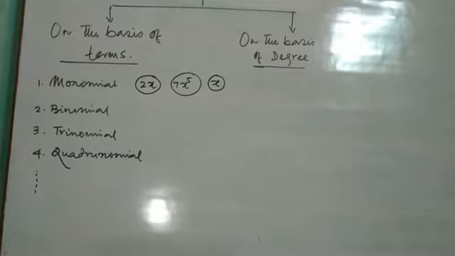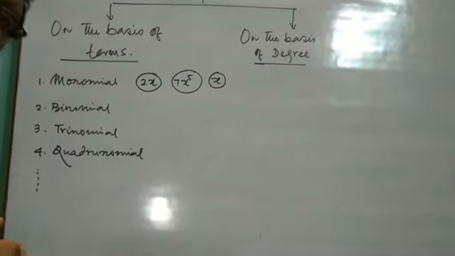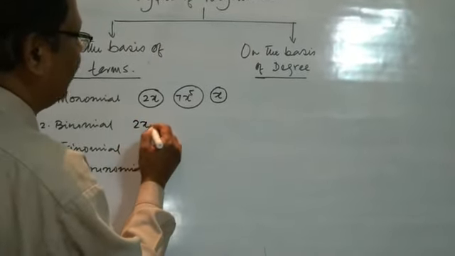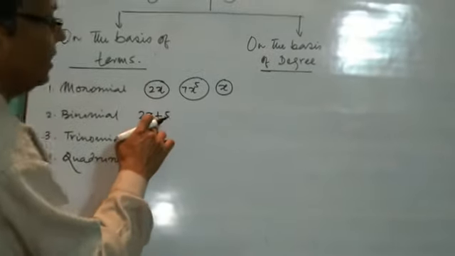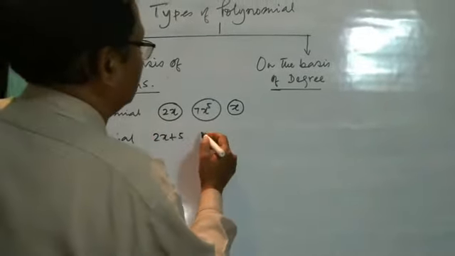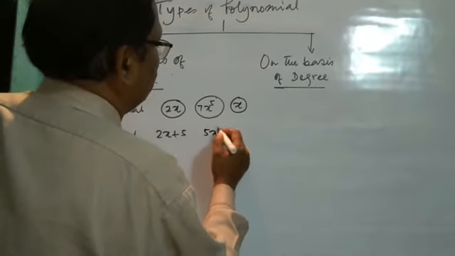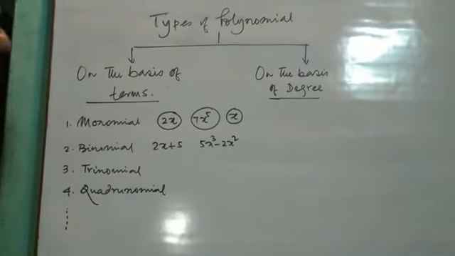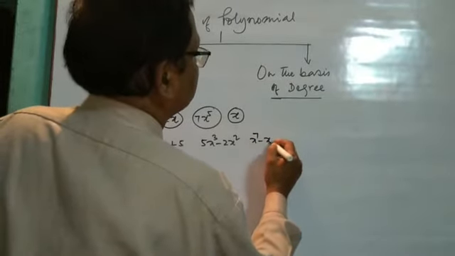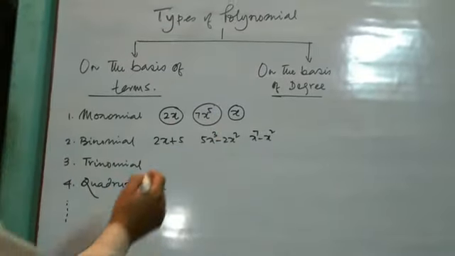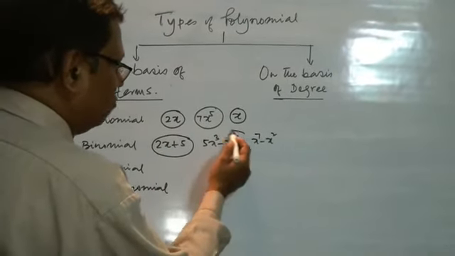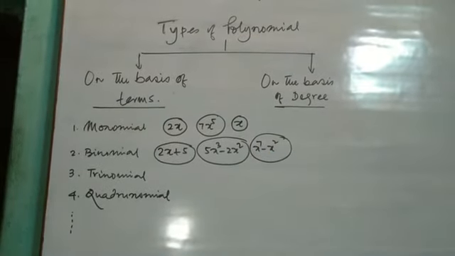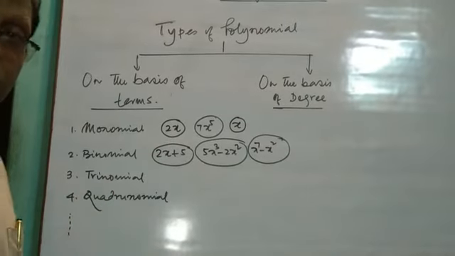Now we are coming to the binomial. Binomial, there must be two terms. How will we define the terms? The terms will be separated by either a plus or minus sign. Suppose 2x plus 5. Yes, two terms are there and they are connected with a plus sign. Suppose 5x cubed minus 2x squared. Yes, binomial it is because there are two terms. Similarly, x to the power 7 minus x square is also a binomial. So binomials will contain two terms and these two terms must be separated by either plus or minus signs. Trinomial, three terms will be there.